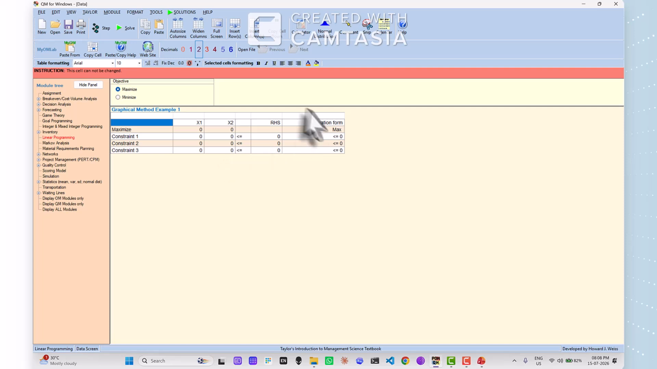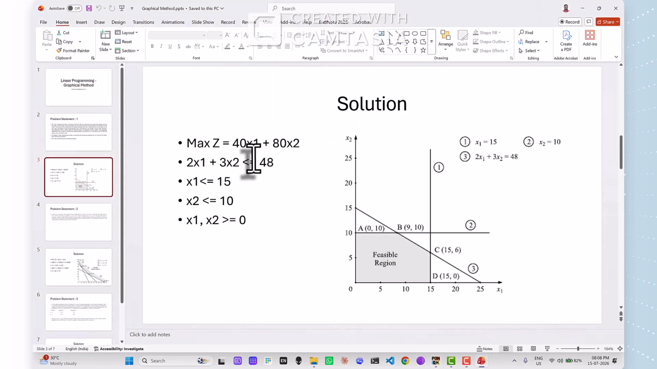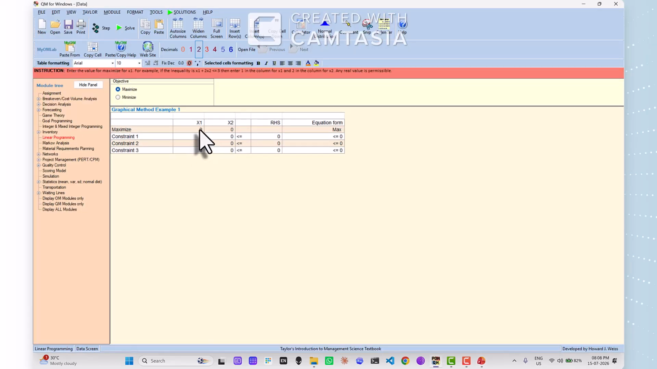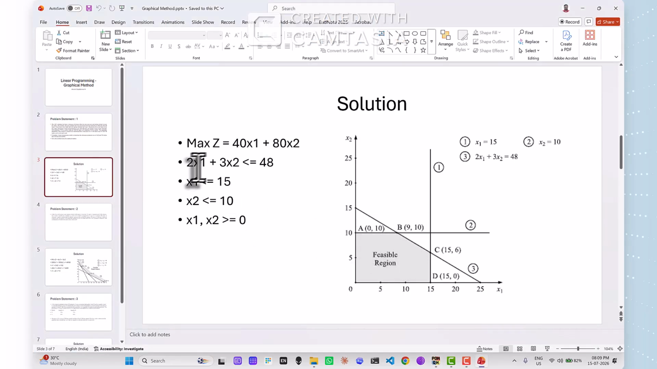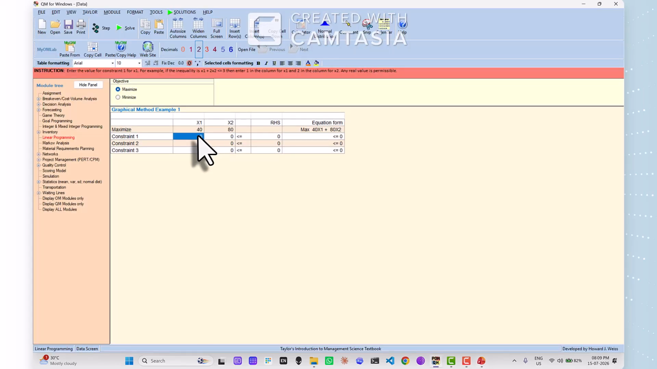So here is the format over here. So what we are going to do, we are going to maximize 40x1 plus 80x2. So here we enter 40 and here we enter 80. So here you can see the equation is getting built up. Next the constraints. 2x1 plus 3x2 less than or equal to 48. Here we can drop it down to choose equal to or greater than.